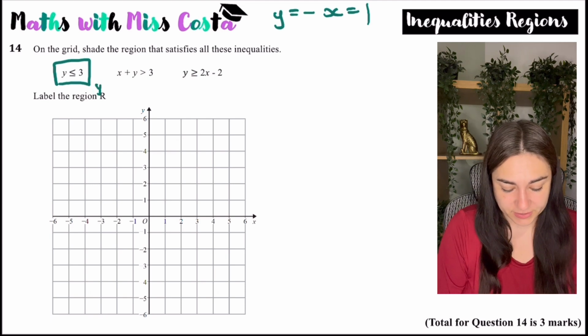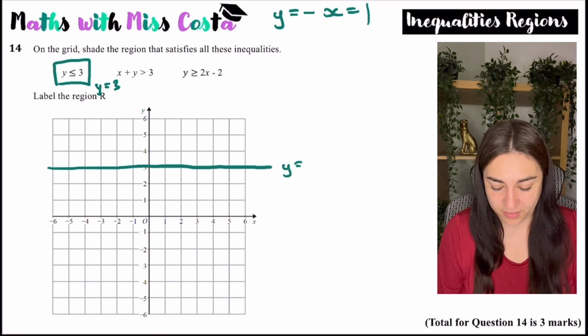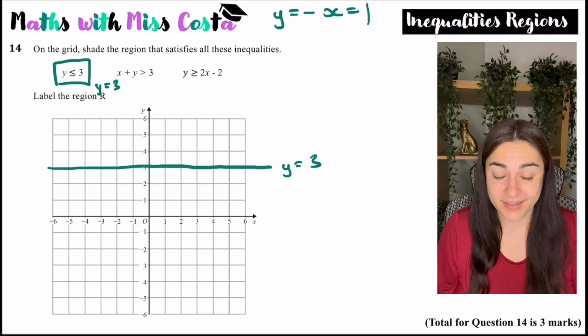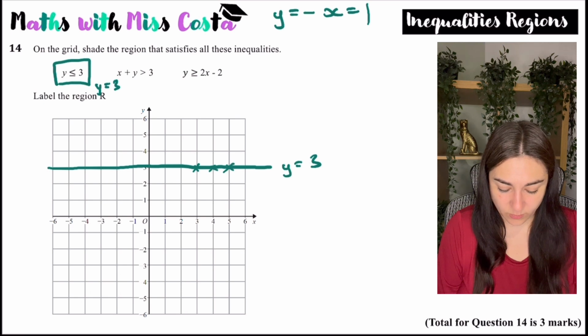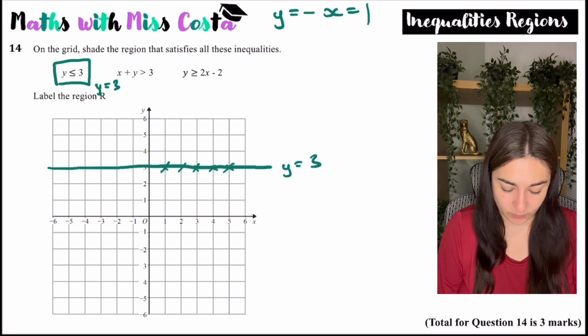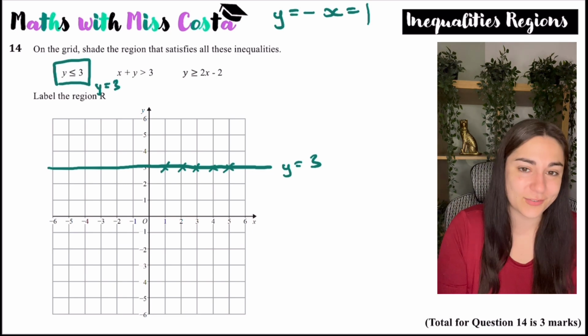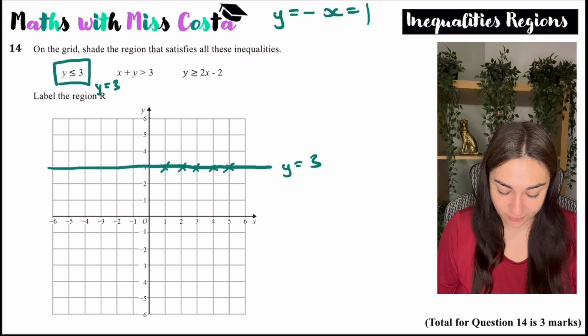So let's just draw the line y equals 3. That would be where the line crosses the y-axis at 3, because at every single point, the y coordinate is going to be 3. So that coordinate here is 1, 3, 2, 3, 3, 3, and so forth. That's why it's called the line y equals 3, because every y coordinate is 3.